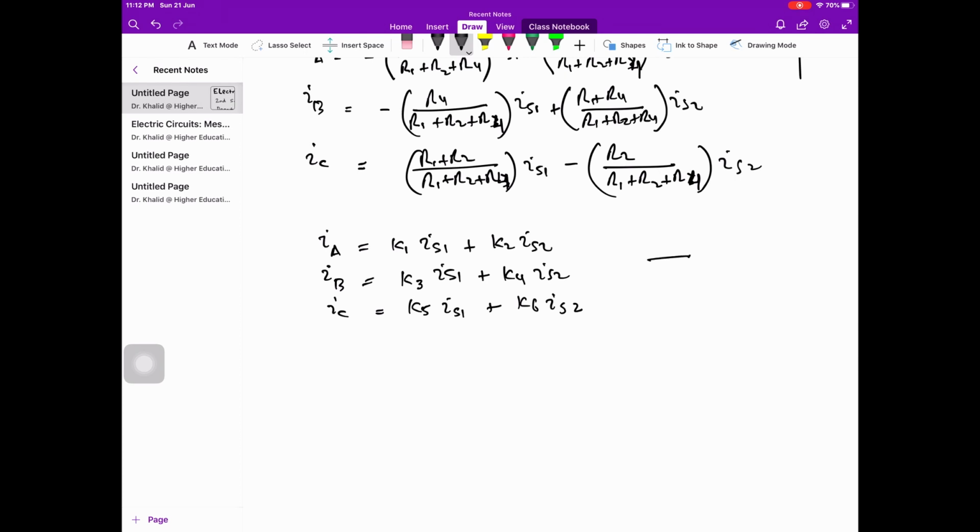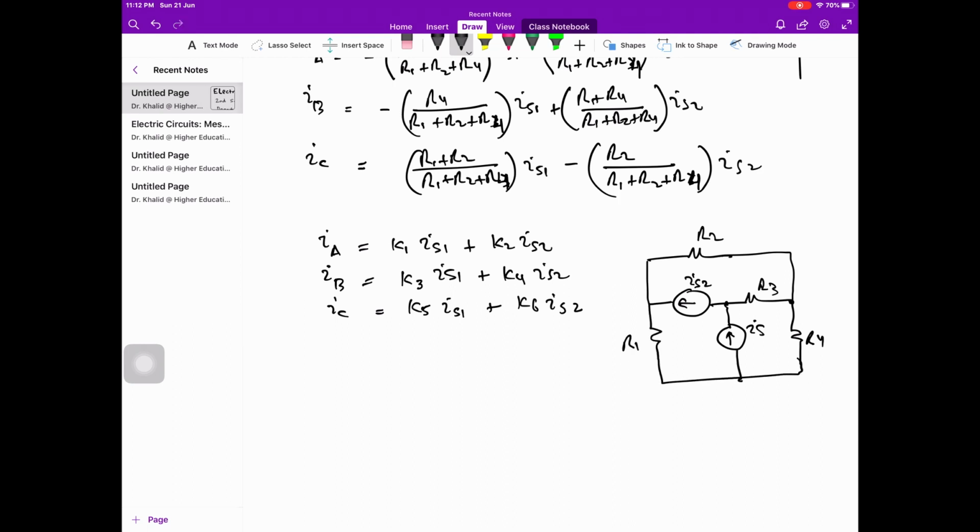And this is R2, IS2, R3, R4, this is IS1, and this is a resistance R1. The interesting thing in here is, what is IA when IS2 is equal to 0, at least mathematically in this equation.